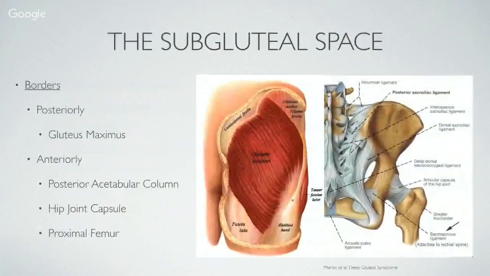and an outlook for the future. So the subgluteal space is bordered posteriorly by the gluteus maximus. Anteriorly is the posterior acetabular column, the hip joint capsule, and the proximal femur. You can see over here the gluteus maximus on the image on the left, and over here the muscles are all taken off of the pelvis. You can see the proximal femur here with the acetabulum right here.